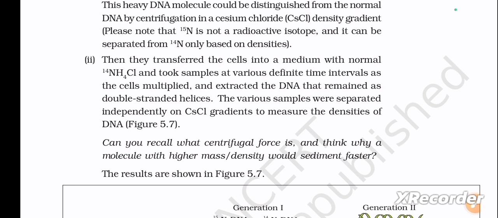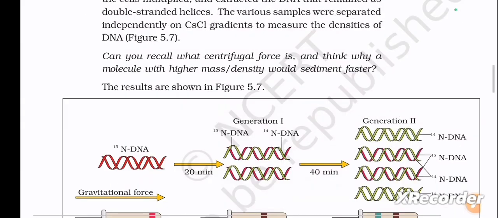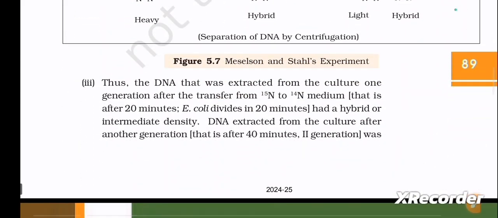Next, second one. Then they transferred the cells into a medium with normal 14NH4Cl and took samples at various definite time intervals as the cells multiplied, and extracted the DNA that remained as double-stranded helices. The various samples were separated independently on cesium chloride gradients to measure the densities of DNA, figure 5.7. Can you recall what centrifugal force is, and think why a molecule with higher mass or density would sediment faster? The results are shown in figure 5.7.